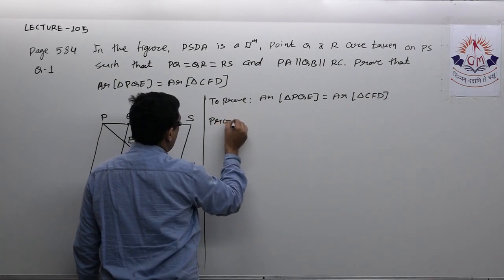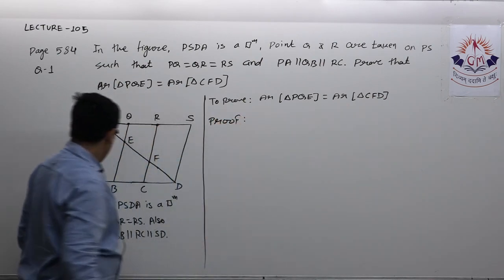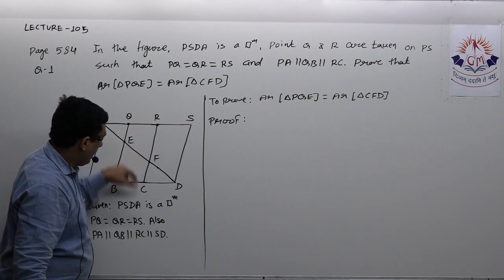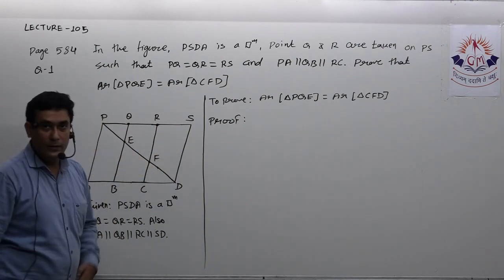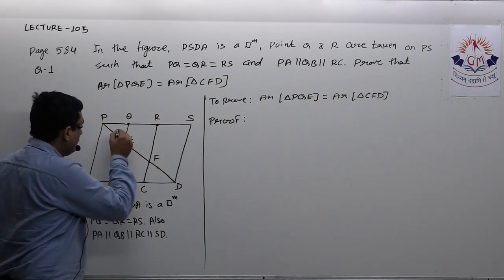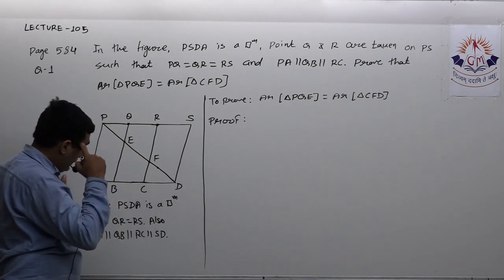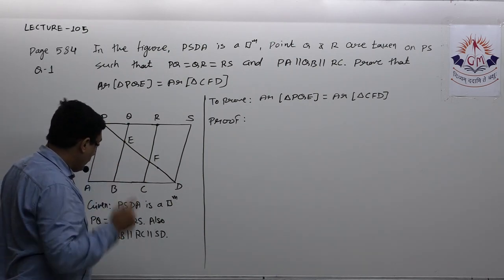So now we'll see its proof. Okay, it is given QB parallel, RC parallel, SD parallel, PA. These 4 sides are parallel. We need to prove these two triangles are equal in area.